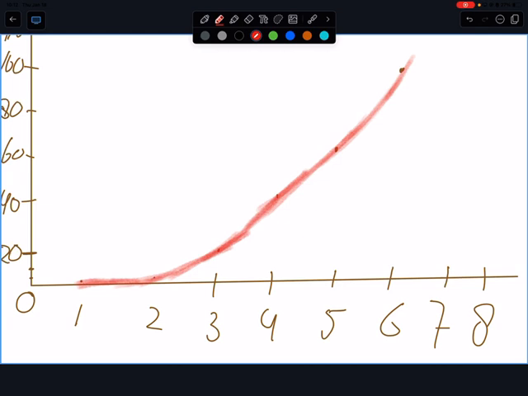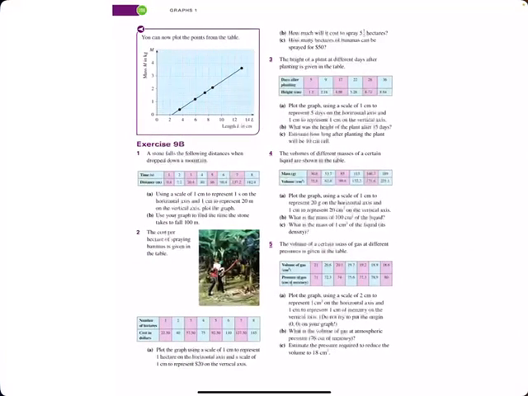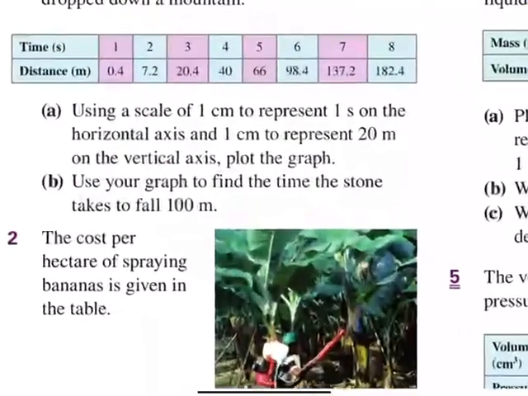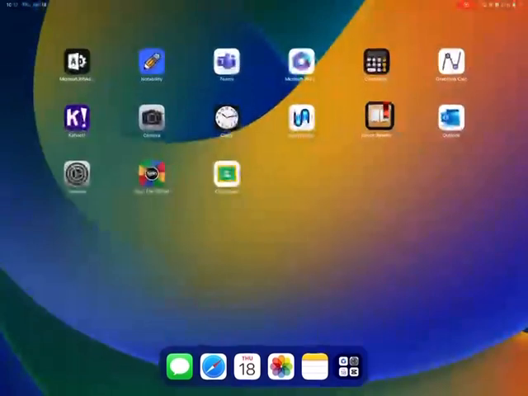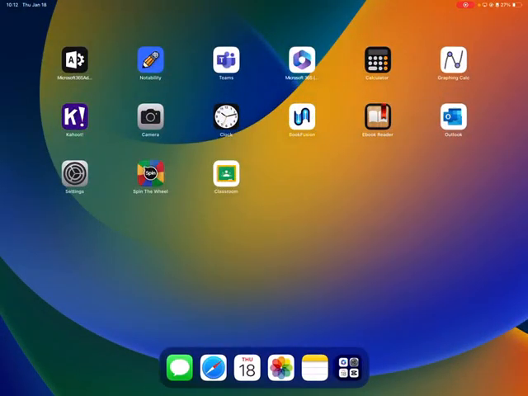Don't you have your book? Yes. B, use your graph to find the time that the stone takes to fall 100 meters. You can find these answers mostly in statistics.